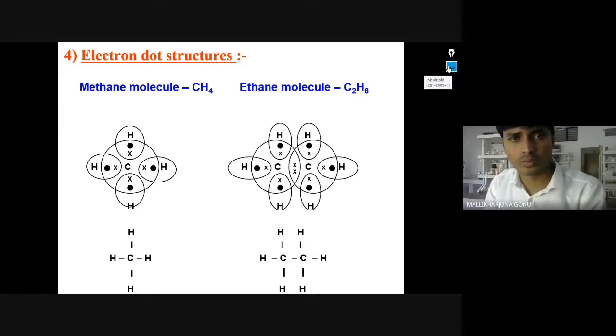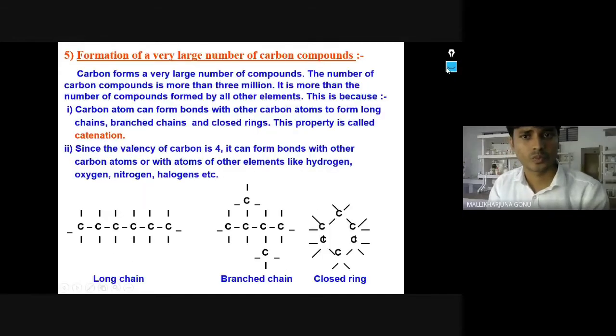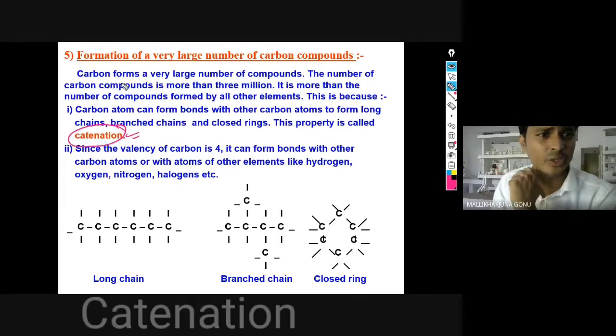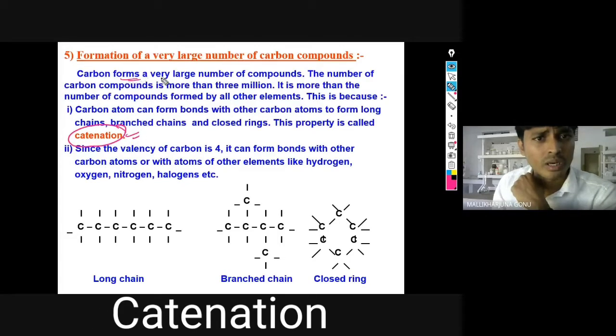Okay. Now, this is another important point, which is catenation. What is this catenation? Try to understand. Carbon forms a very large number of compounds, millions of compounds. The number of carbon compounds is more than 3 million. It's more than 10 million also. As a generalization, they said 10 million compounds are known.